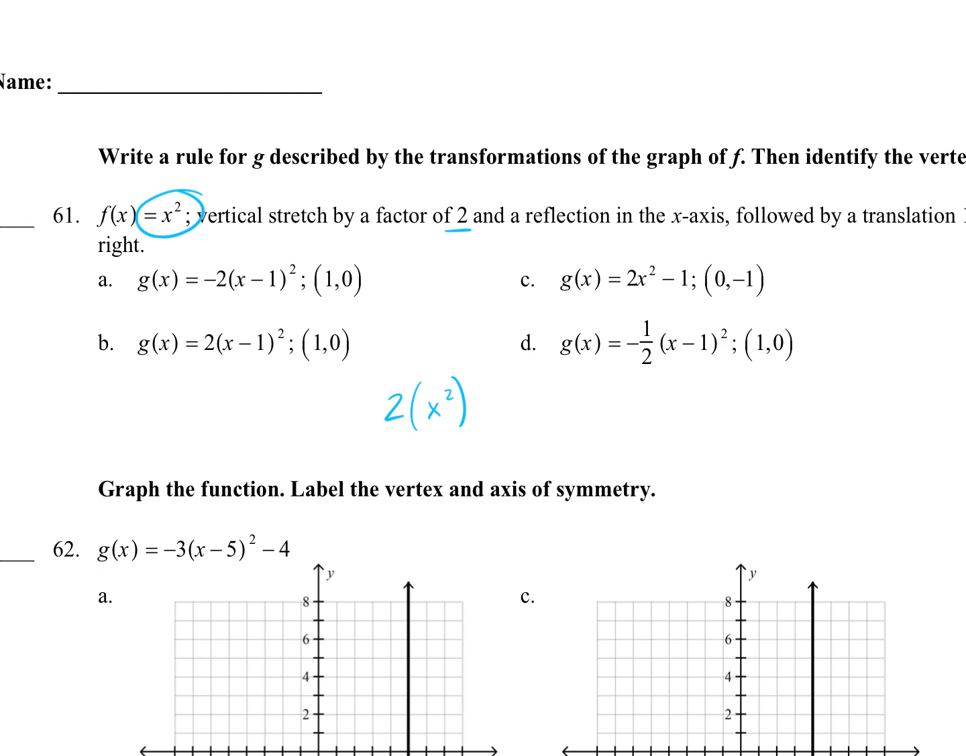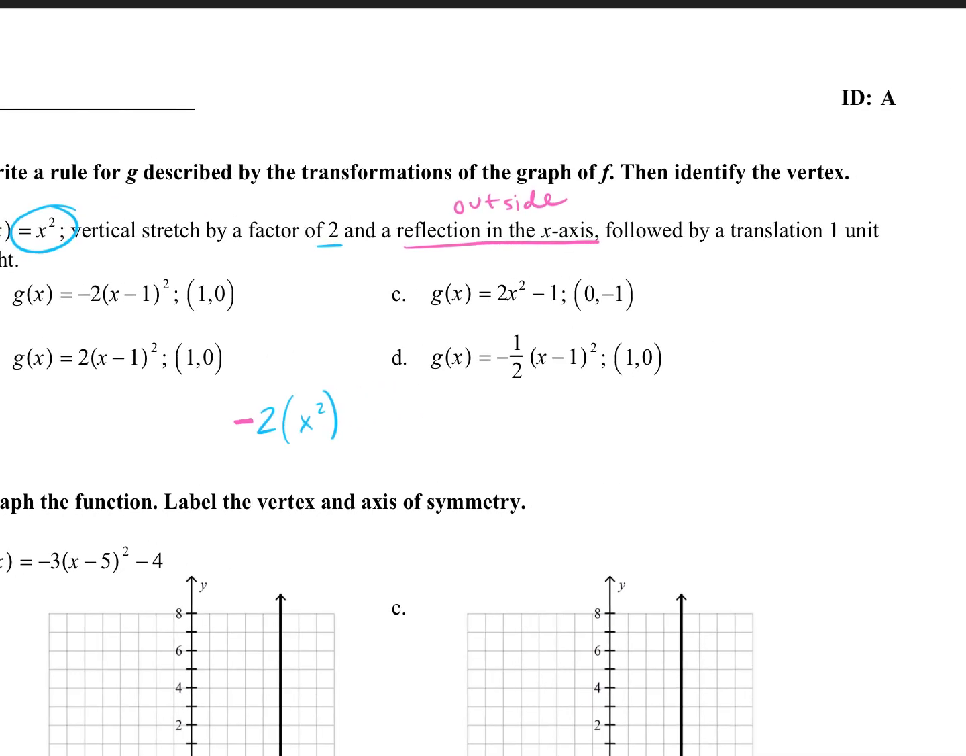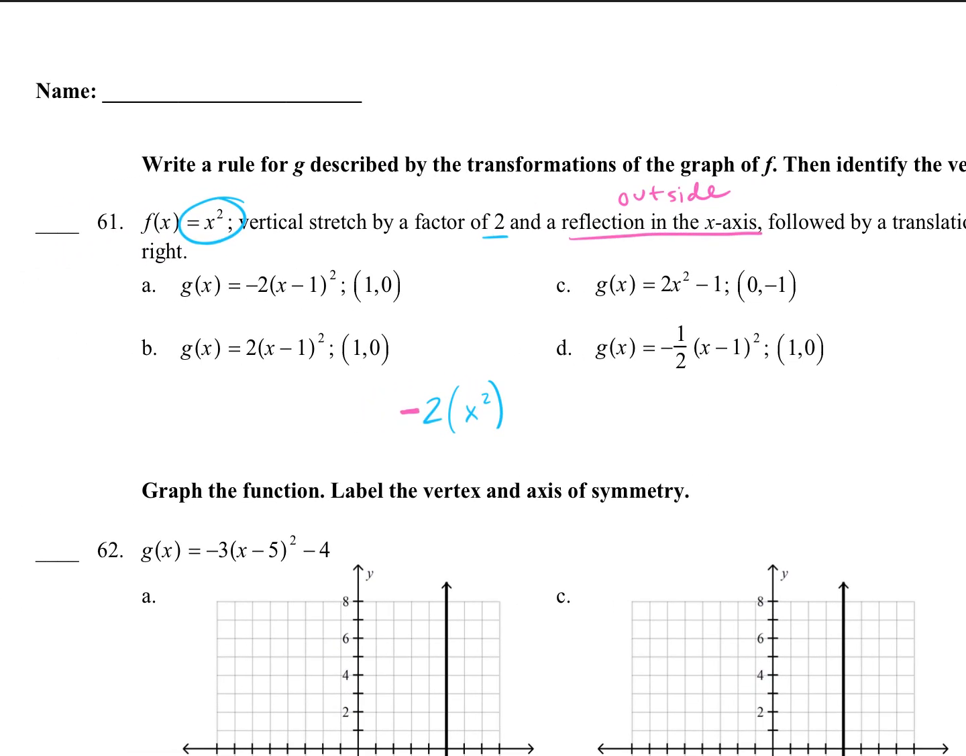A reflection on the x-axis is also outside. So that would just be a -2. And followed by a translation 1 unit to the right. So right, we would have to subtract 1 on the inside. So that -2 stays on the outside, and it would be x minus 1 squared. So that would be answer choice A.